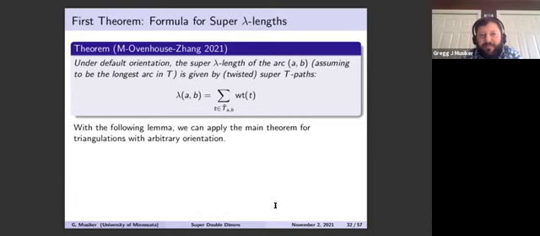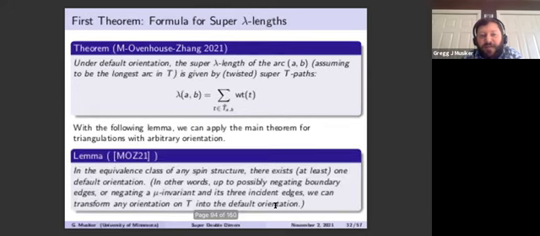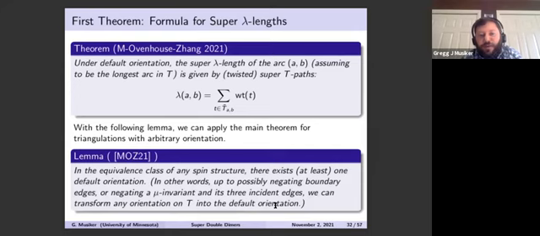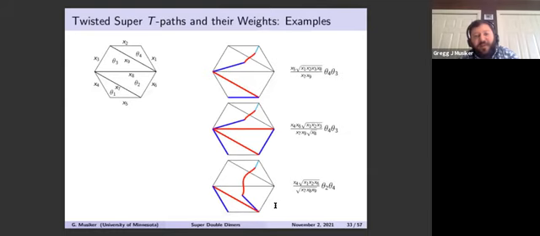So we get this theorem that the super lambda lengths are indeed the generating function of the twisted super t-paths. And we can actually get this for any arbitrary orientation up to changing the orientation on boundary edges, which we don't really care about. But sometimes you have to negate a mu invariant, so that's why you would get possible signs in the expansion. All right, so that was a lot. I was foreshadowing this example a couple of times. Let me actually get to it now.